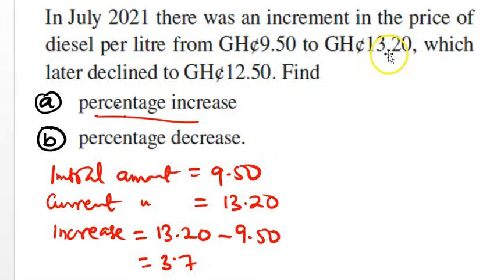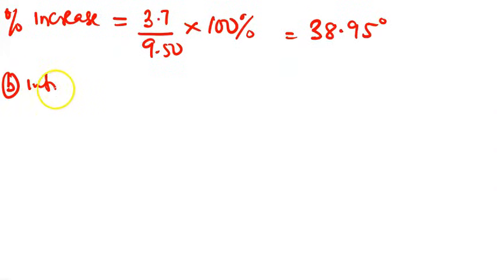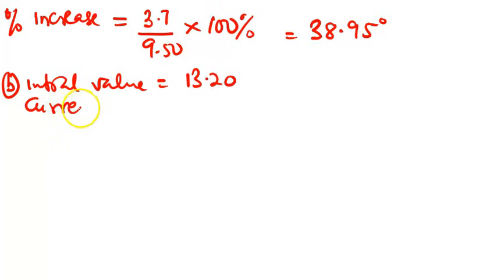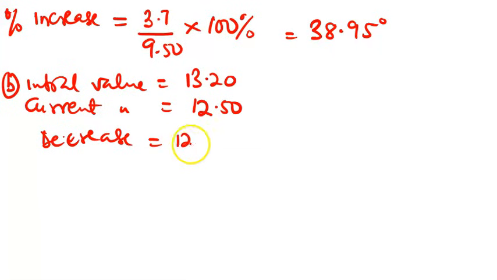So let's go back to the question, the second part. It rose to 13.20 and then declined to 12.50. So in this case, in part B, the initial value becomes 13.20, and then the current value is 12.50. When you look at the price difference, you see that there is a decline. So let's see the decrease. The decrease will be 12.50 minus 13.20, and this is 0.7.